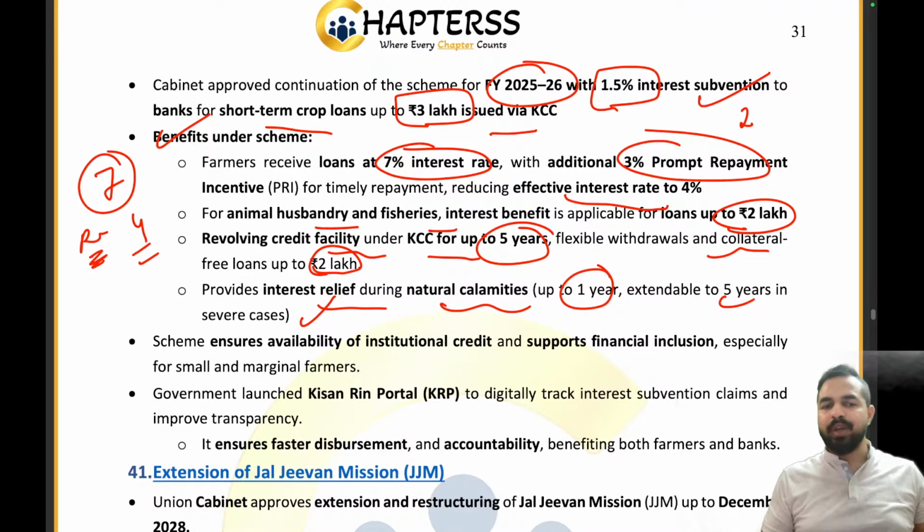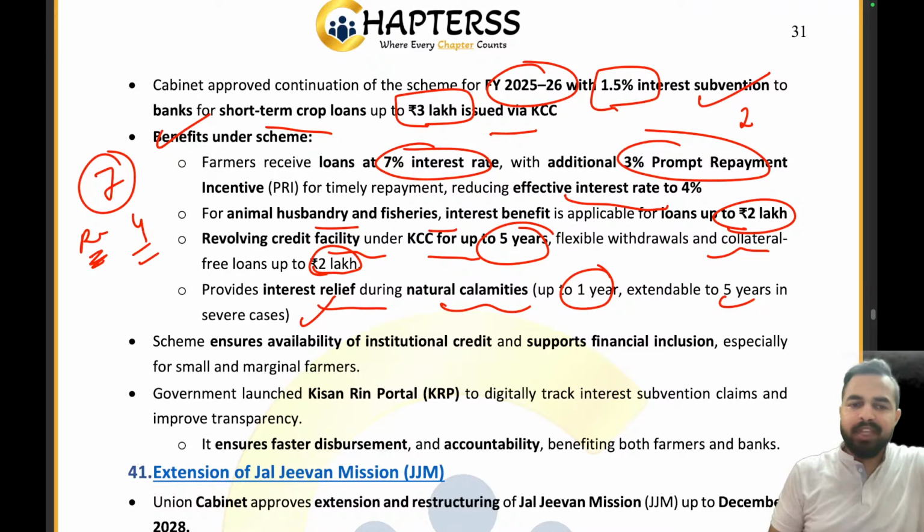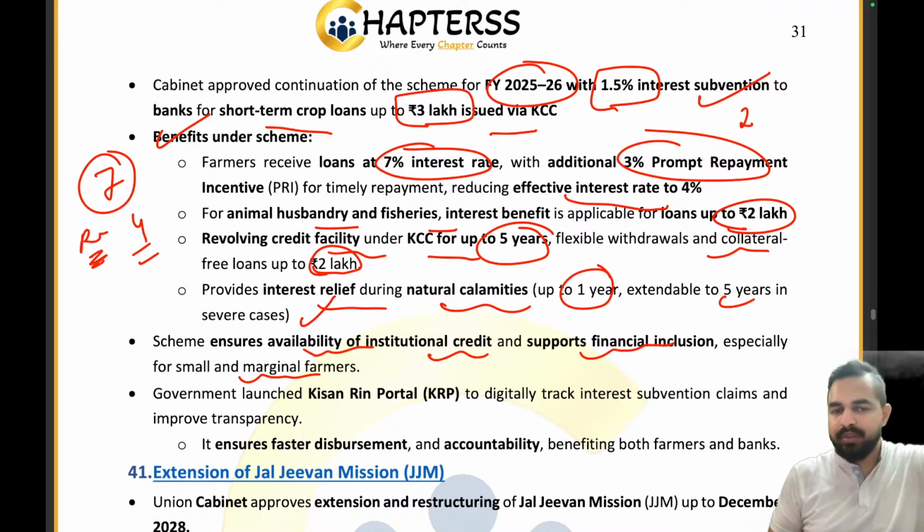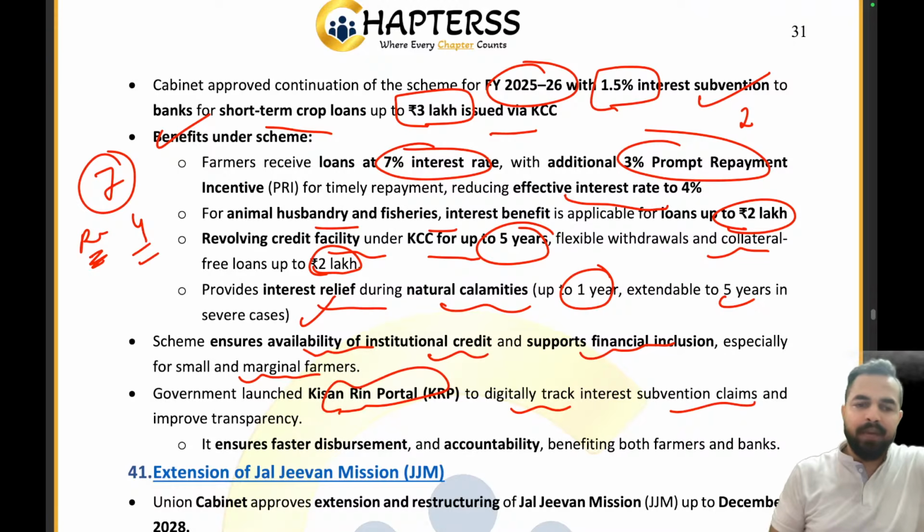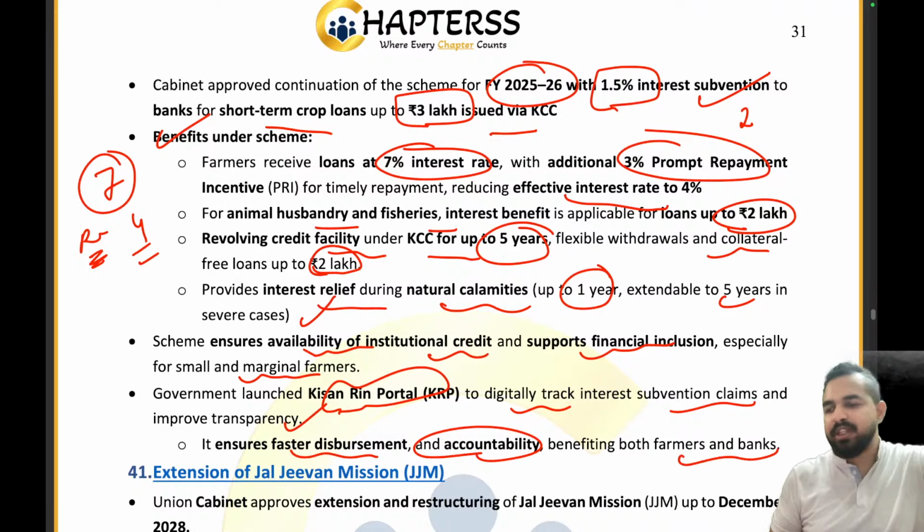I hope this is clear to everyone. The scheme ensures availability of industrial credit, institutional credit, and supports financial inclusion, especially for the small and marginal farmers. The government has launched the Kisan Rin portal to digitally track interest subvention claims and improve transparency. It ensures faster disbursement and accountability, benefiting both farmers and the banks.